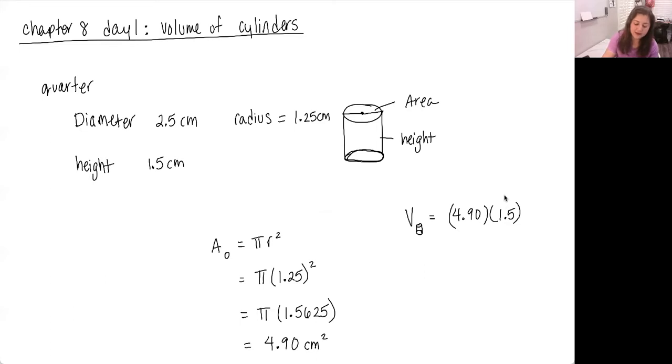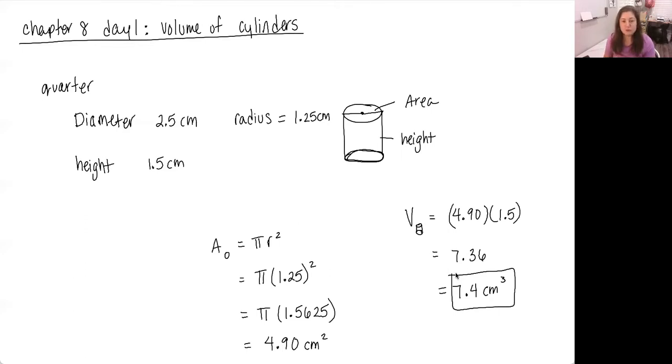And so when I do that, I can actually get 7.36. So basically 7.4 cubic centimeters is going to be the volume of my stack of quarters that is worth $2.25.